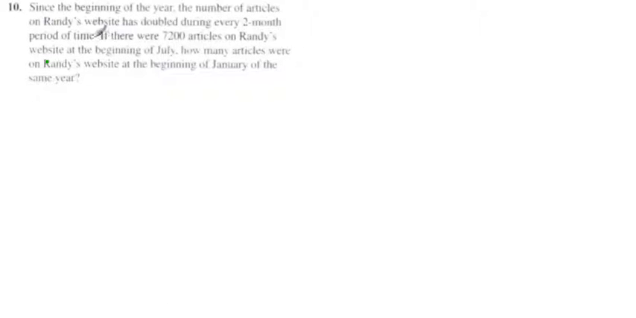Alright, number 10. Since the beginning of the year, the number of articles on Randy's website has doubled during every 2 months. Now, doubling talks about multiplying by 2, but every 2 months implies, in fact, somewhat of an exponential concept. So one way for us to prove this is through the exponential function, or another way would have been using logic.